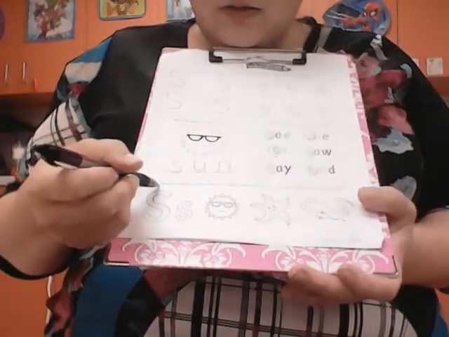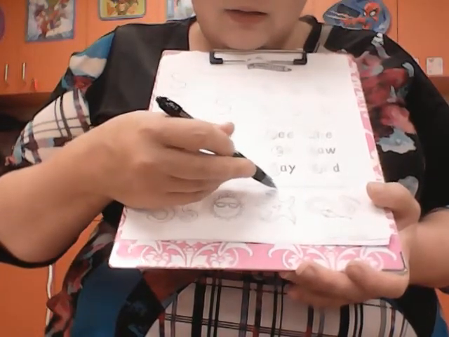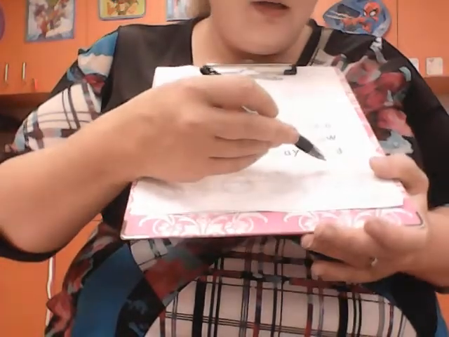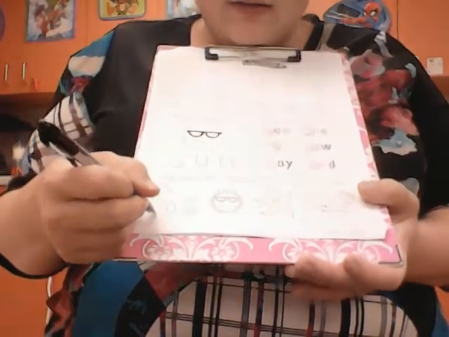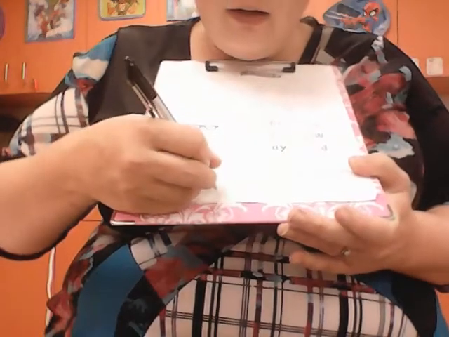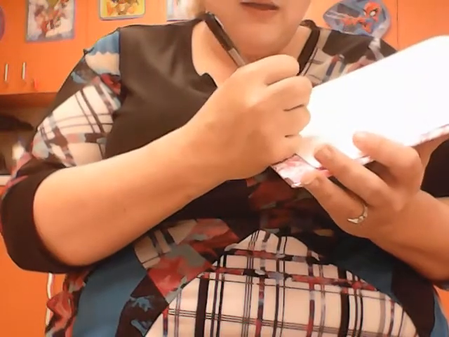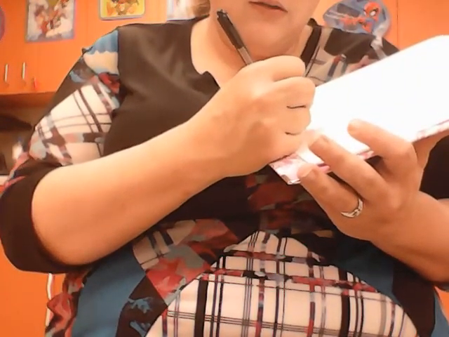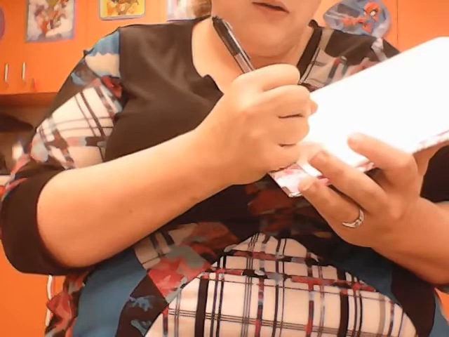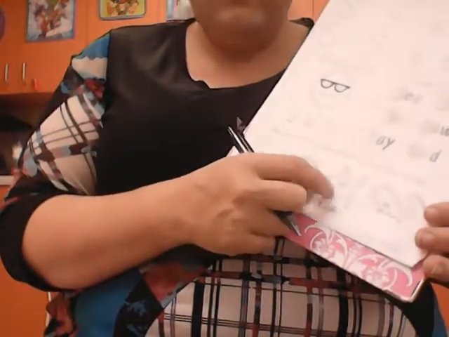Then down here it says all these objects have the letter S in their names. Circle the S in the name. Then color in the objects. So S is S. We have uppercase S, lowercase s. Then we have sun, S-U-N. We have star, S-T. Actually, it's sea star. Sorry, sea star. So sea starts with S and star.